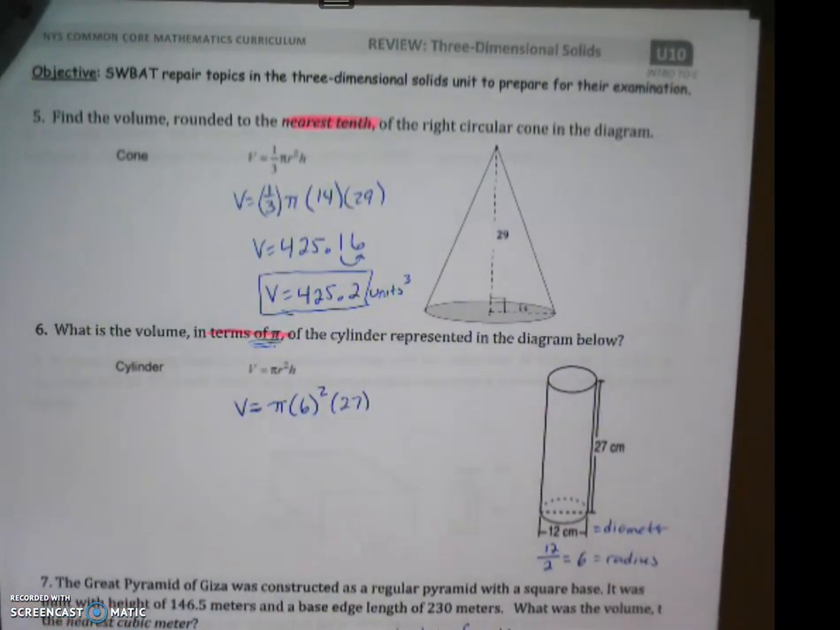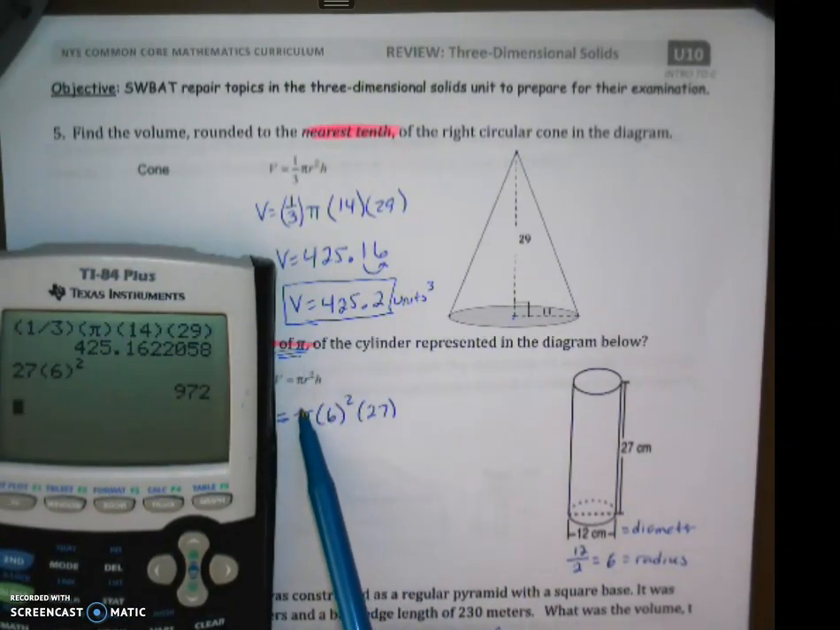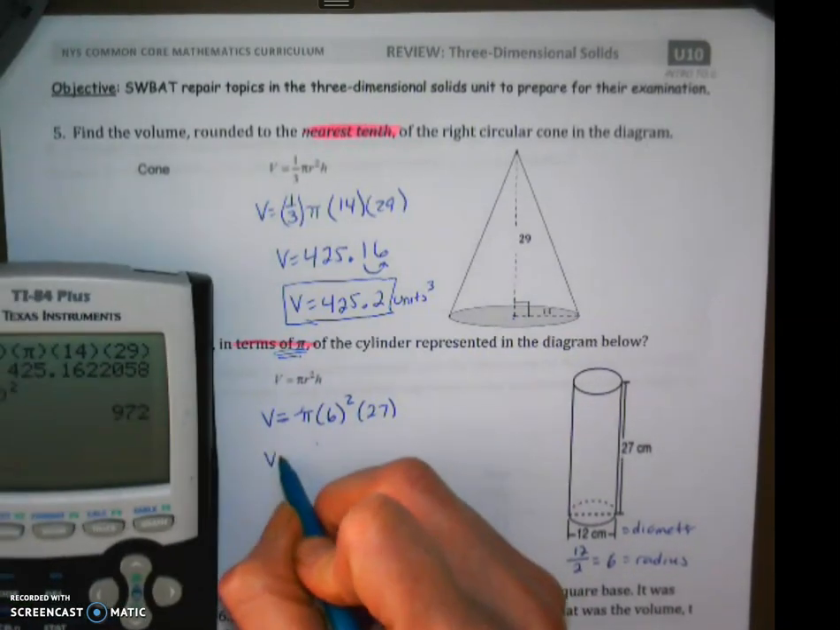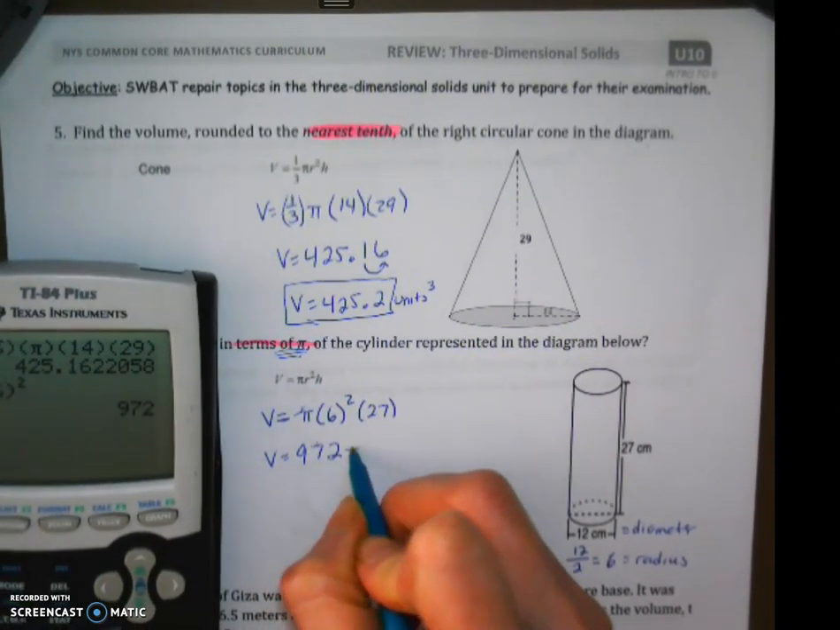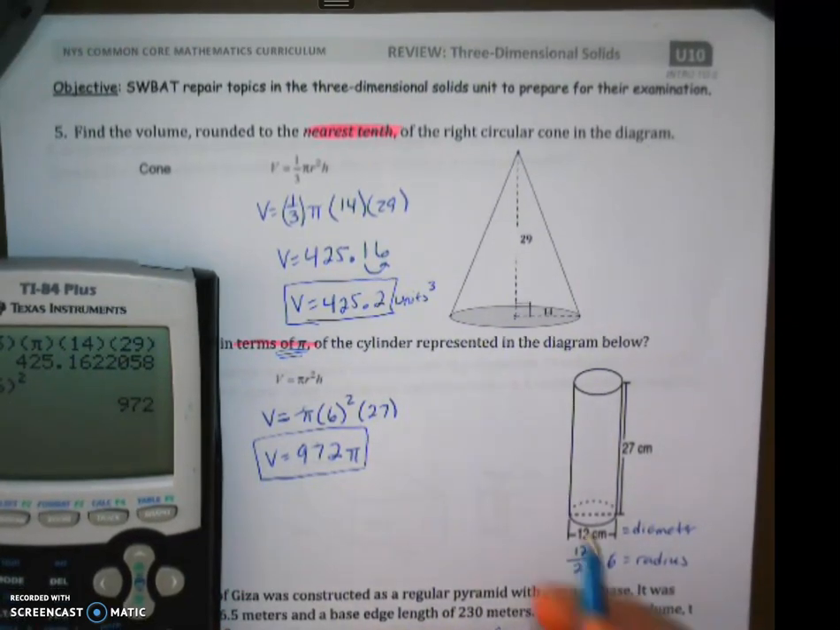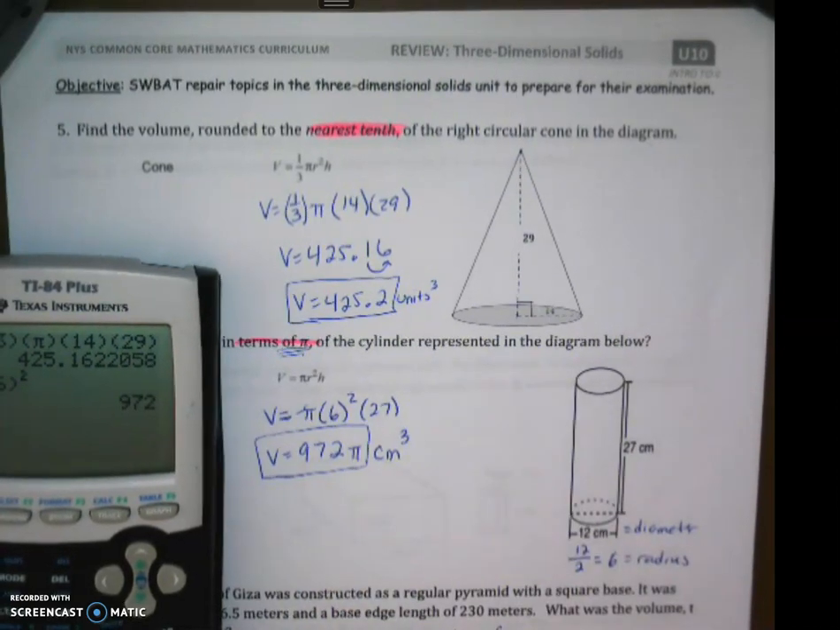Let's plug that into the calculator. So remember, the direction said in terms of pi. So in your calculator, don't put pi in. I just put in 6 squared times 27. So my volume is 972 times the value of pi. And then you're done. If you want, you can also add on your unit of measure, which is centimeters cubed. Excellent job.